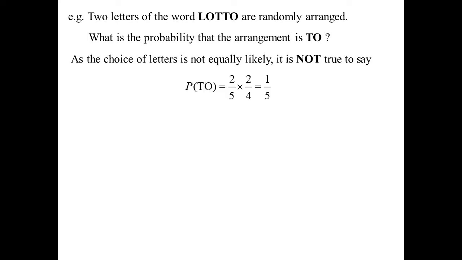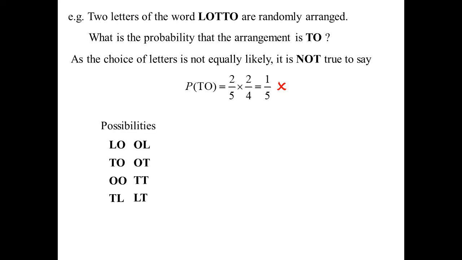Probability of TO? Well, the probability of a T would be 2 in 5. Then the probability of an O would now be 2 in 4, because we used one of the letters. So the probability is a 1 in 5 chance that we end up with TO. No, that would be wrong, because the probability of O is different to the probability of L, for instance. So they're not equally likely.